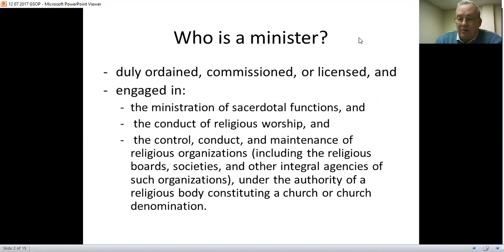Now, as we talk through that, we'll talk in a little bit about what sacerdotal functions are. I don't think we'll have any questions about what conduct of religious worship is. Control, conduct, or maintenance of religious organizations. So we'll see as we end up this evening that maybe administrators or teachers and some of those sorts of things are qualified as ministers, even though they're not actively doing things religious worship-wise or administering sacerdotal functions, etc.